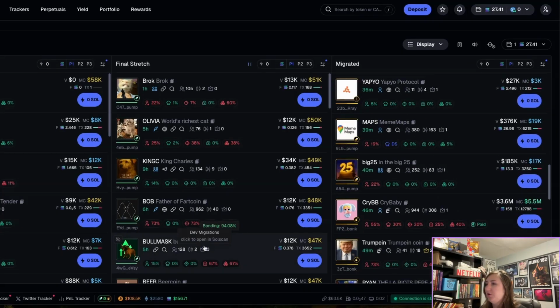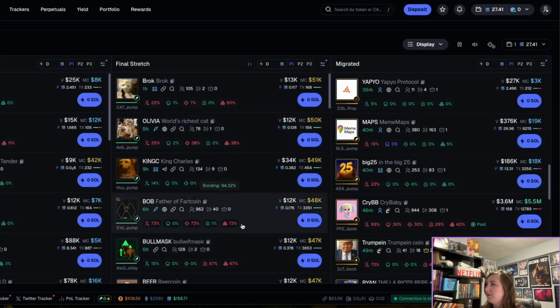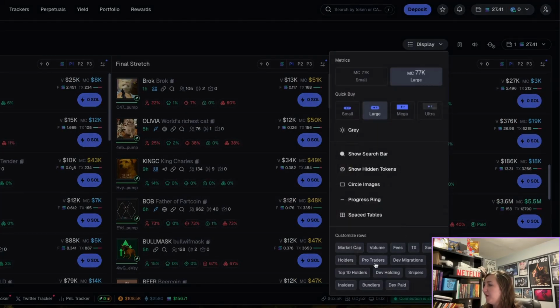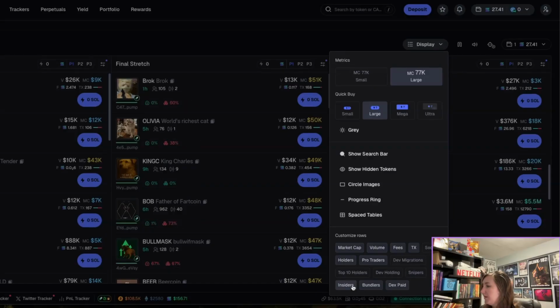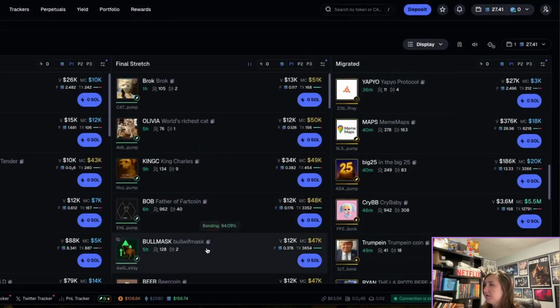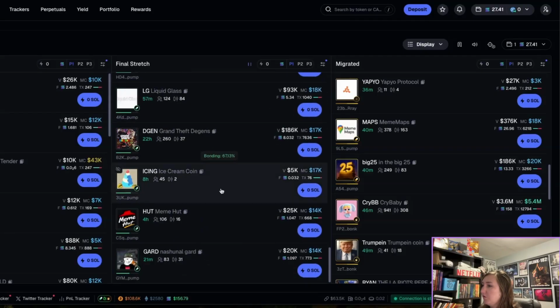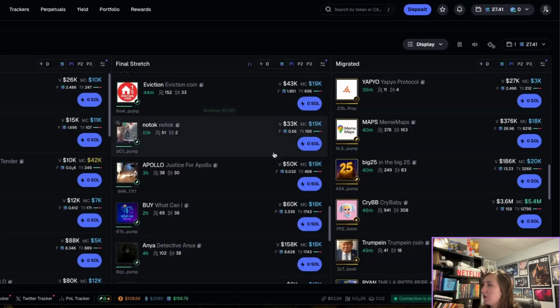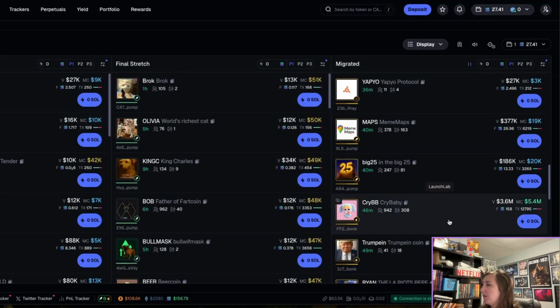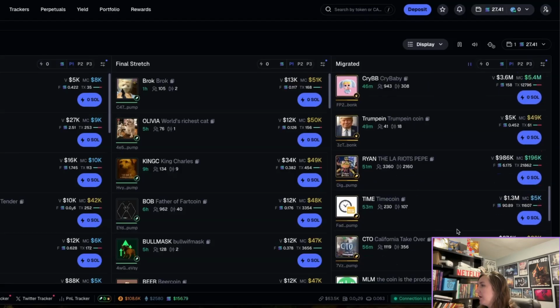Your brain gets less overwhelmed with information when you're not looking at all these numbers. So that's why my display is set up with just the bare minimum that I need to look at. So I can just use that. And all I'm really looking for is the amount of pro traders. So we'll go ahead, scan through. Final stretch does take a little bit longer sometimes to get to migrated, so be wary of that. I'll go ahead and start with migrated today.